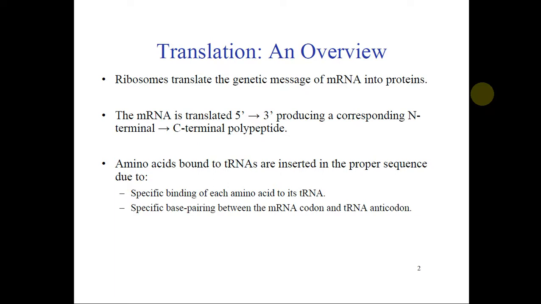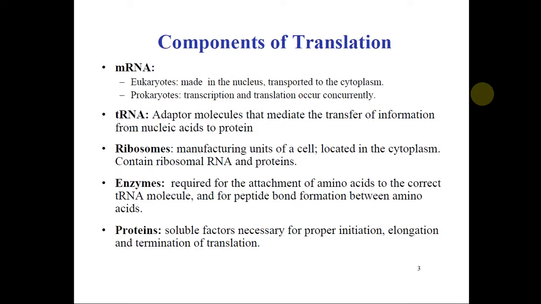So amino acids bound to tRNA are inserted in the proper sequence due to the specific binding of each amino acid to its tRNA and the specific base pairing of the tRNA to the mRNA codon. The tRNA has an anticodon and the mRNA has codons on it. These two are complementary to one another, and the binding facilitates dropping amino acids into the chain for synthesis of the polypeptide.